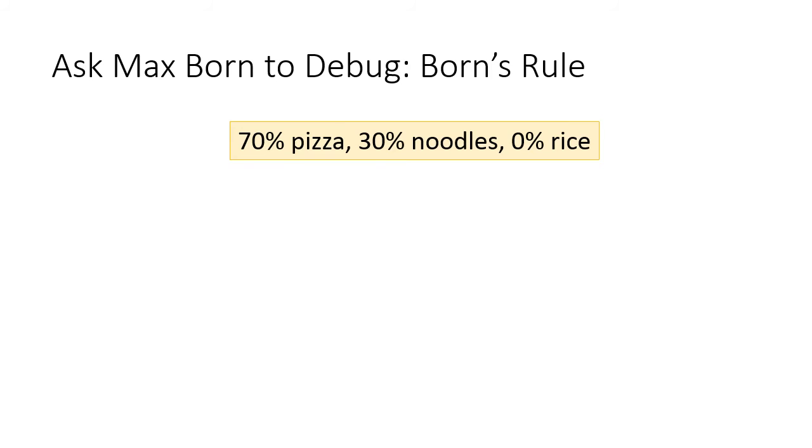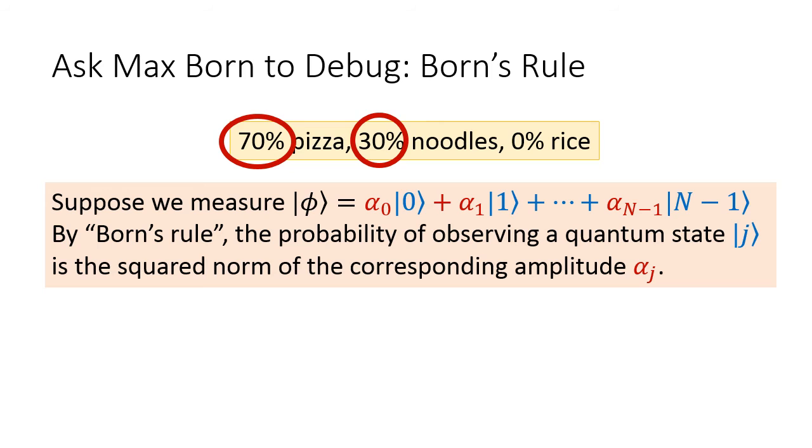Lastly, Max explained to Bob why he observed 70% of pizza and 30% of noodles after 3 months. Max states his recent finding about quantum mechanics. Suppose we measure a quantum state phi, which is a superposition of n states. By Born's rule, the probability of observing a quantum state j is the squared norm of the corresponding amplitude alpha j.